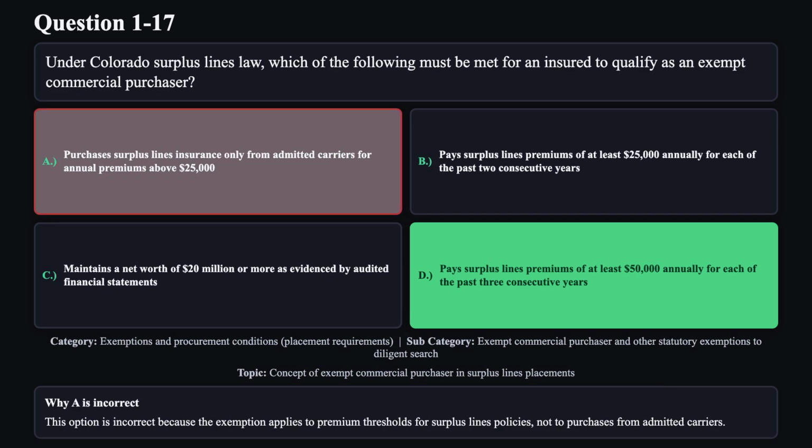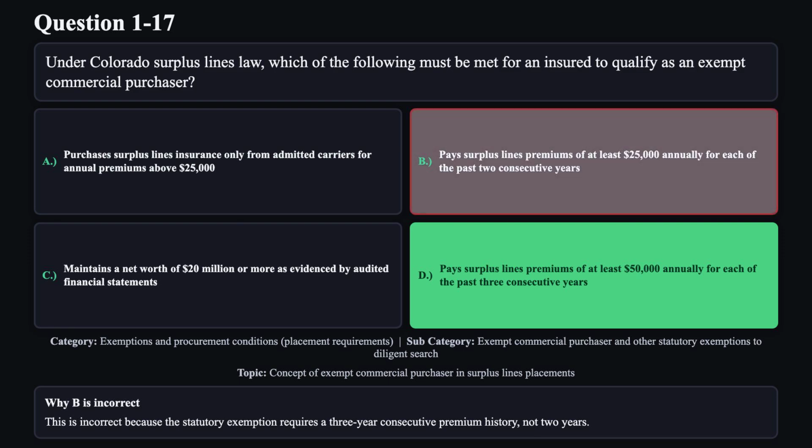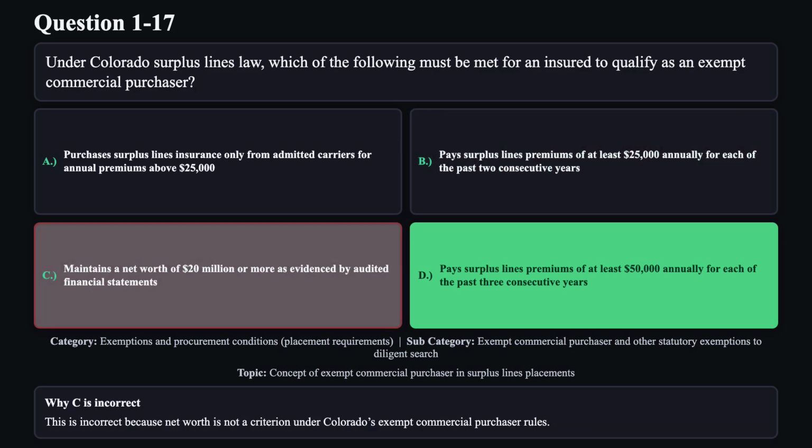This option is incorrect because the exemption applies to premium thresholds for surplus lines policies, not to purchases from admitted carriers. Reason B is not correct. This is incorrect because the statutory exemption requires a 3-year consecutive premium history, not 2 years. Reason C is not correct. This is incorrect because net worth is not a criterion under Colorado's exempt commercial purchaser rules.